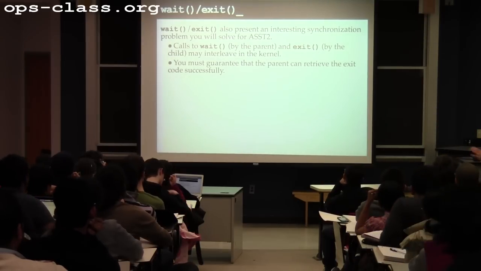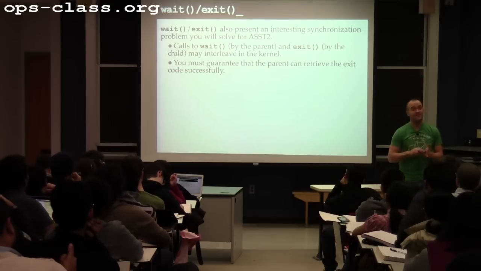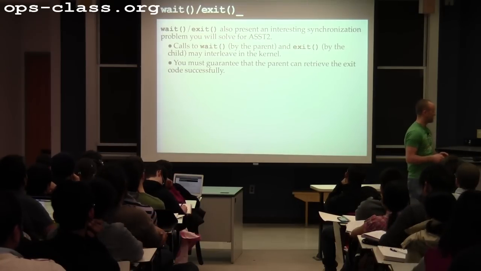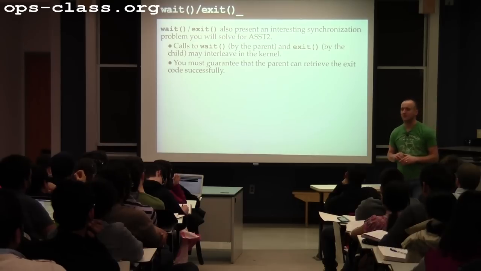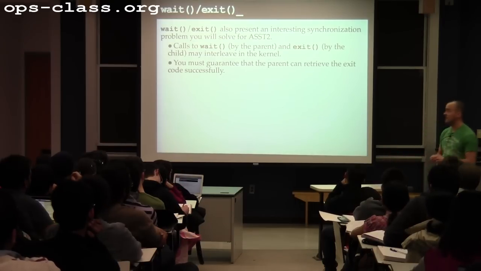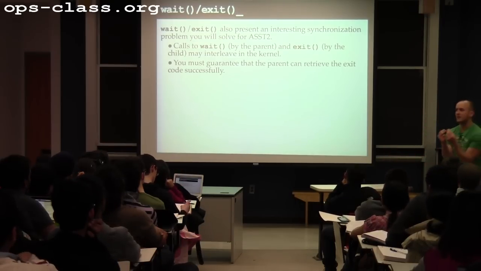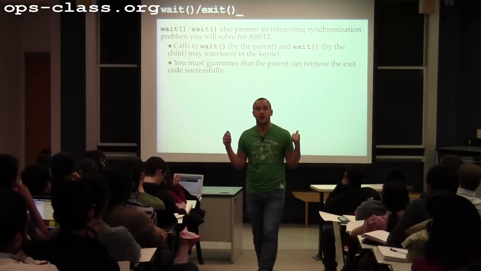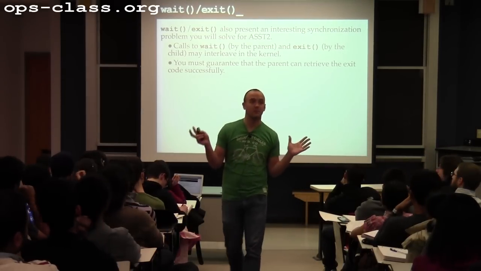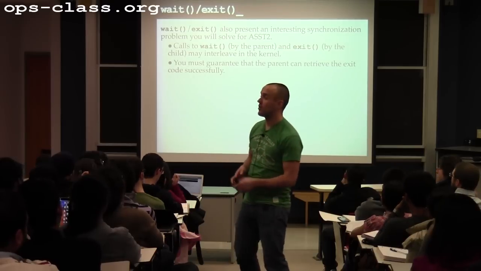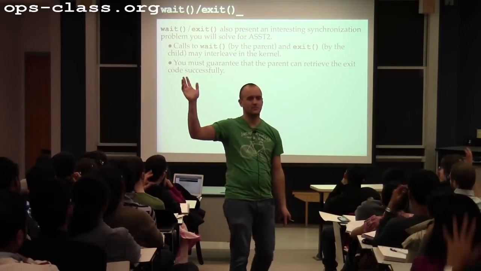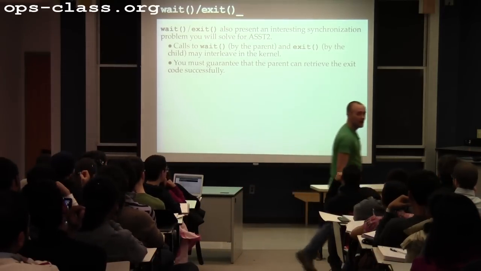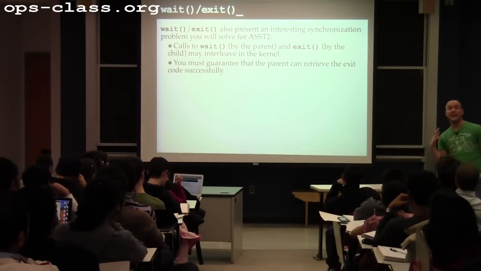The other thing about wait and exit that is fun from an operating system design perspective, and I'll just mention this as an aside, is that this creates a cool synchronization problem for you to solve for assignment 2. Because the wait and exit calls by the child and parent may happen almost at the same time. Remember, these are two separate processes, so they're being scheduled completely separately. And if you have a machine with more than one core on it, how many people have a machine like that? Yeah, me too. Some people have smartphones like that now. Then they actually might be running simultaneously.